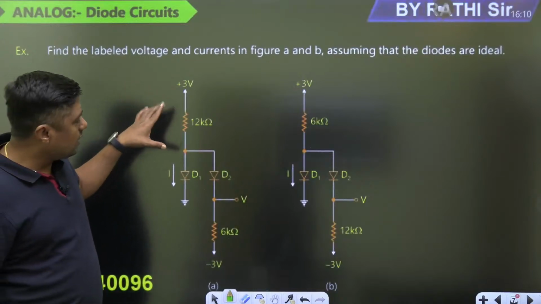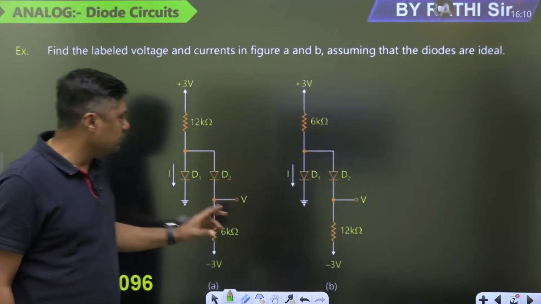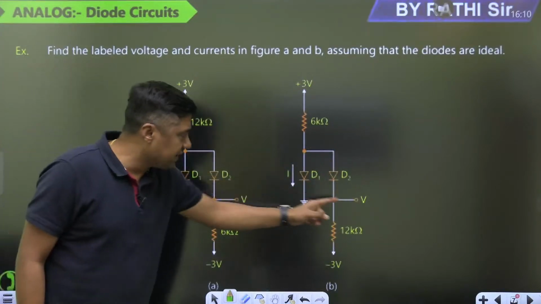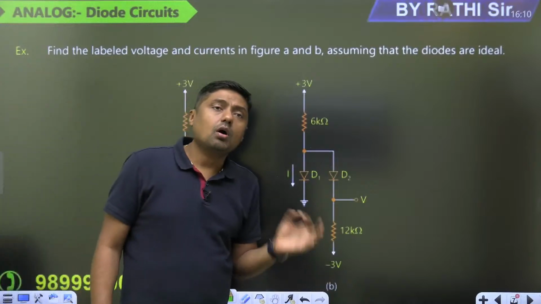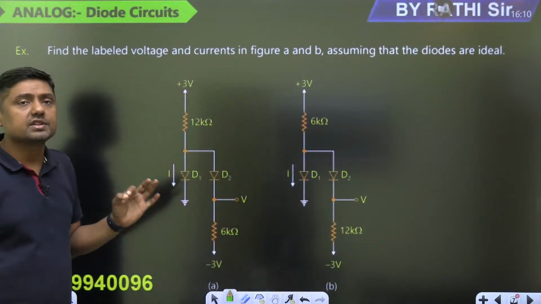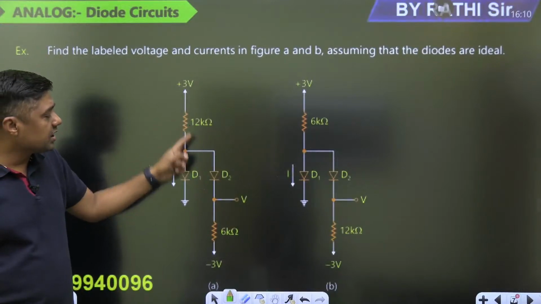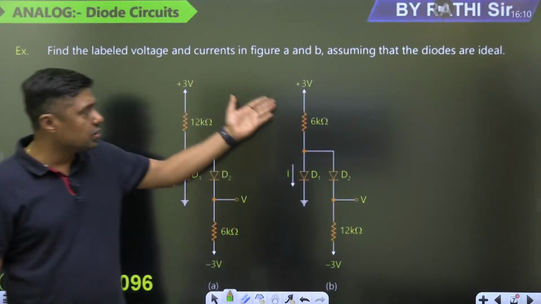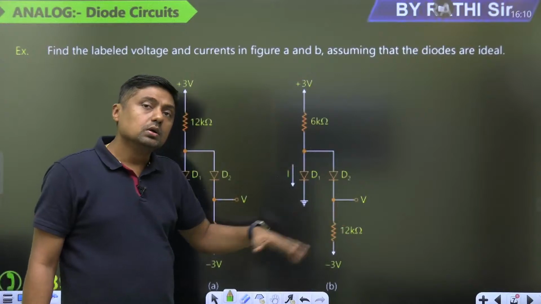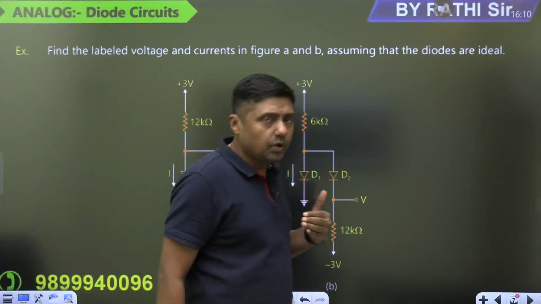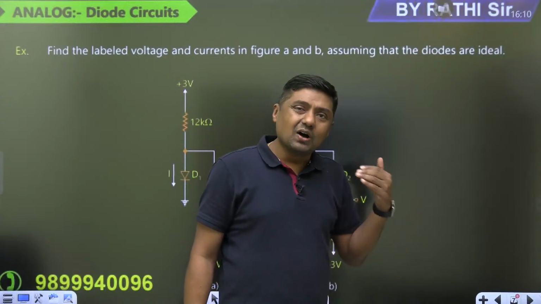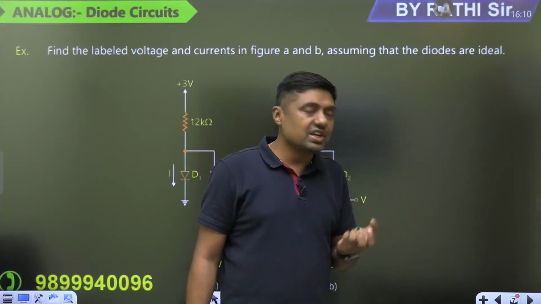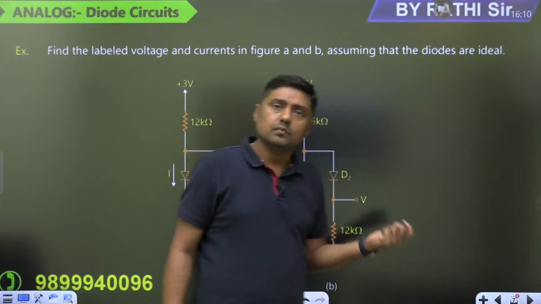In these two diagrams, the position of the diode, same current, same voltage, battery is the same. What is the change? Only the position of the resistor. Here 12 kilo ohm is connected, then 6 kilo ohm. Now 6 kilo ohm, then 12 kilo ohm. So the resistors are going to play an important role, a crucial role. Because of the resistor, there is a change in the voltage drop across the diodes.